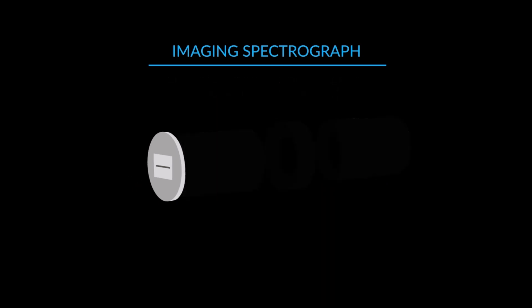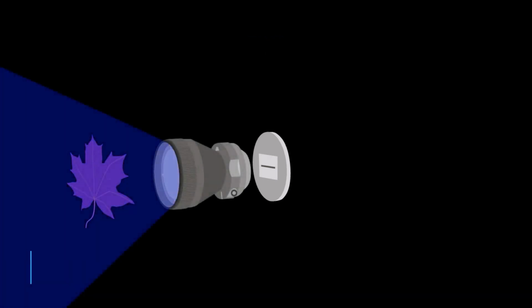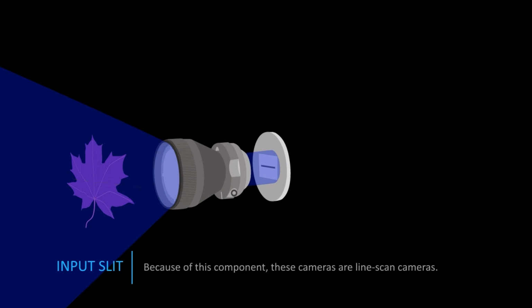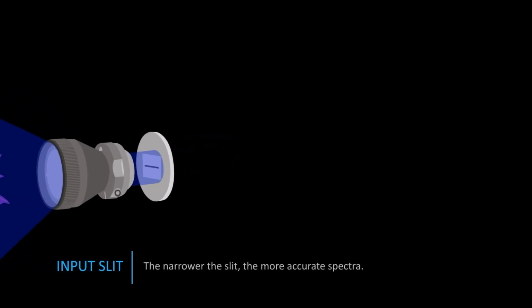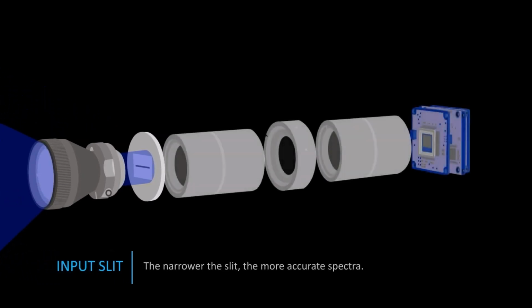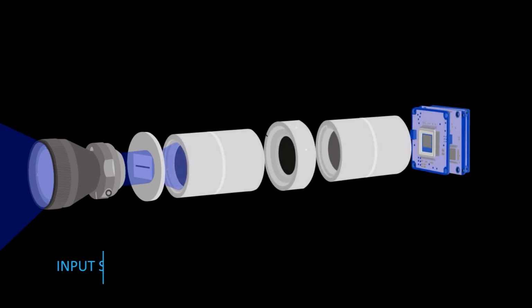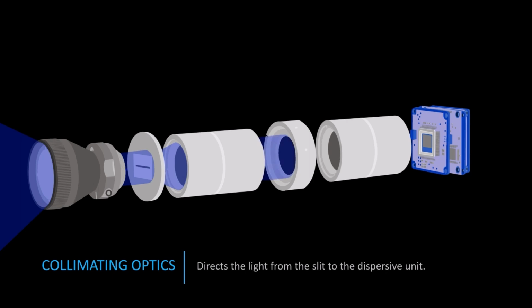The objective forms an image to the input slit. The input slit limits the incoming information through it. The information passes only from a single line. Because of this component, these cameras are called line scan cameras. Input slit is required to measure accurate spectra. The narrower the slit, the more accurate spectra you get. The collimating optics directs and collimates the light from the slit to the dispersive unit.